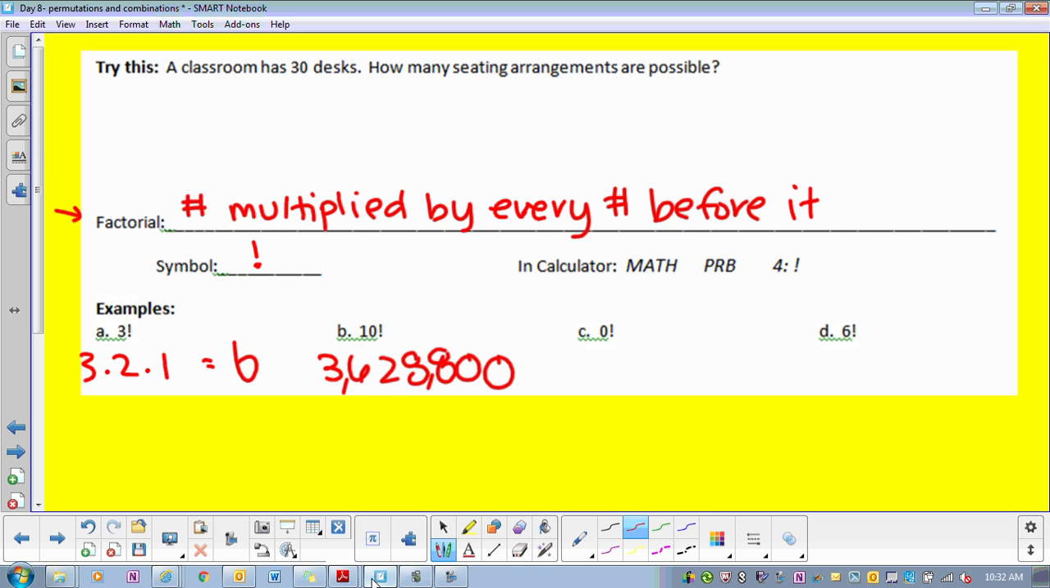What is 0 factorial? Put it into the calculator. Thank you, Sophie. This is actually the definition. One. That's the definition of factorial. 0 factorial is 1. Now put in 6 factorial. 720. Good. Any questions about this?